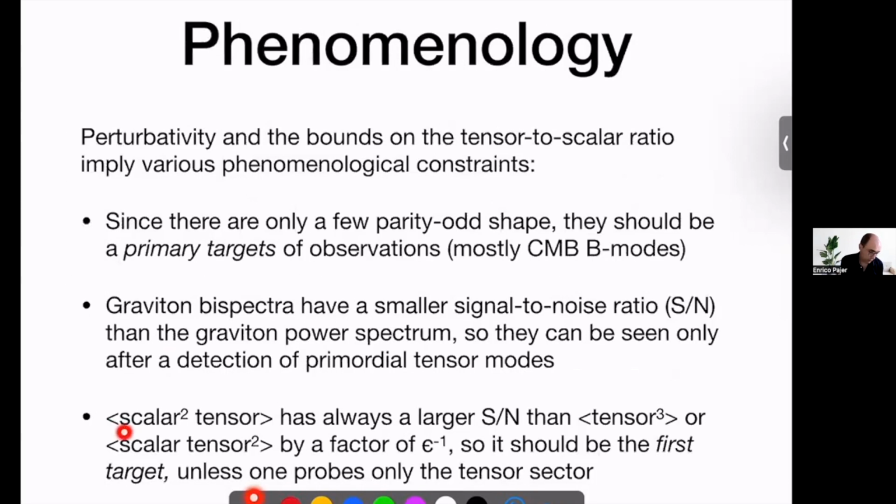Okay, and if you were to look for that in the sky, you should probably look for two scalars and a tensor. That's the easiest one to see in terms of signal to noise ratio. But I don't think that's perhaps so much the emphasis here.